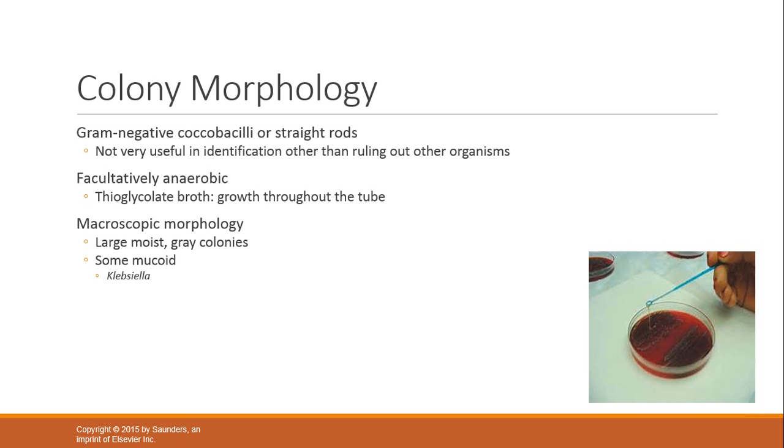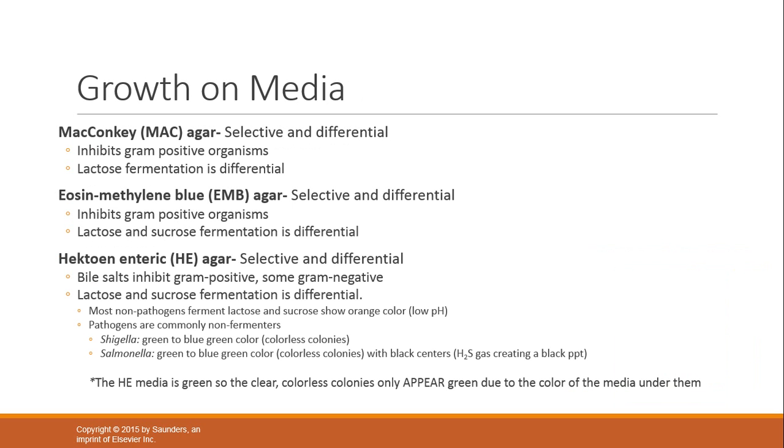Their macroscopic morphologies, what I just touched on, are large, gray, moist colonies. Some of them can be described as mucoid, very, very moist looking. So if we see the word mucoid, we want to think of certain organisms. And probably the most common one, you want to link mucoid and Klebsiella. Sometimes I've seen him so mucoid that if you hold a plate up like this, he just drips down. It's disgusting.